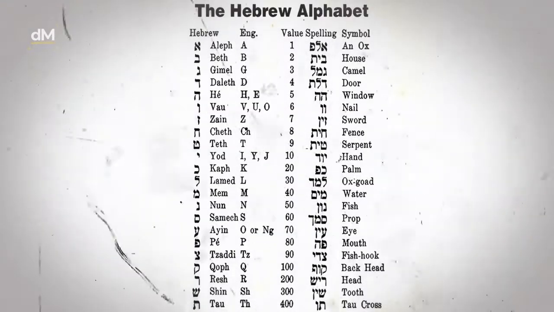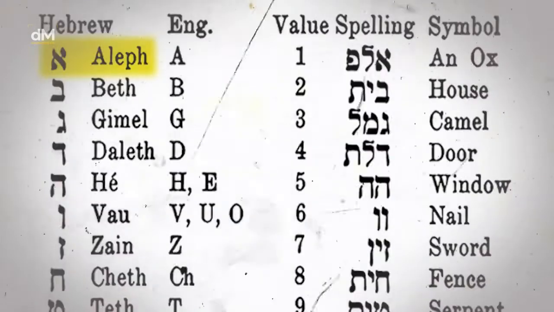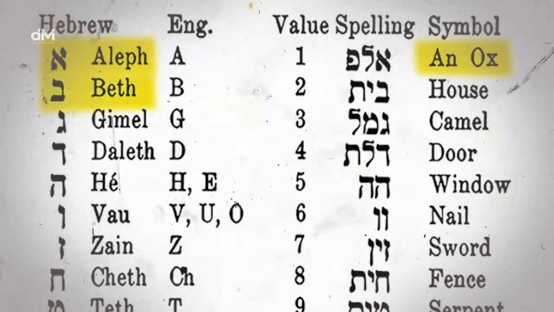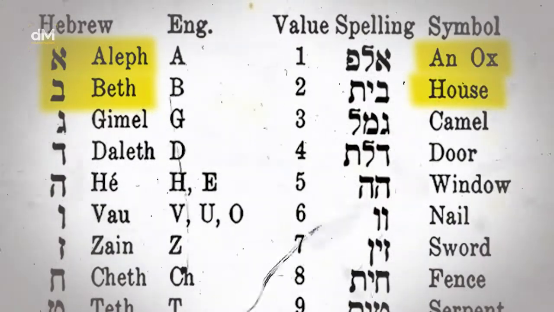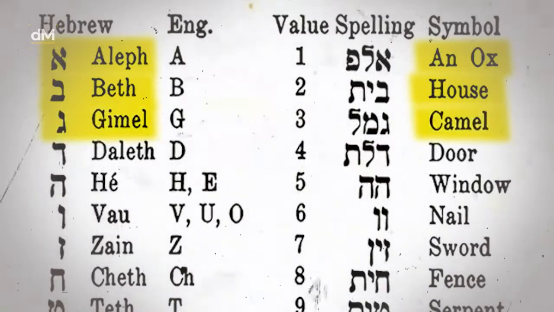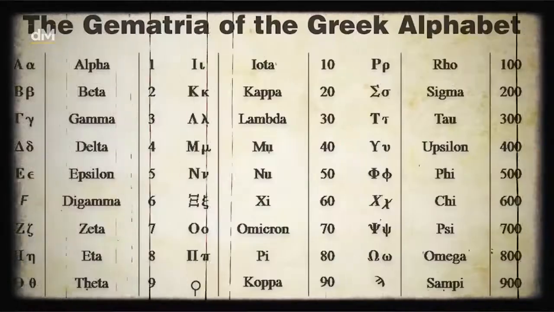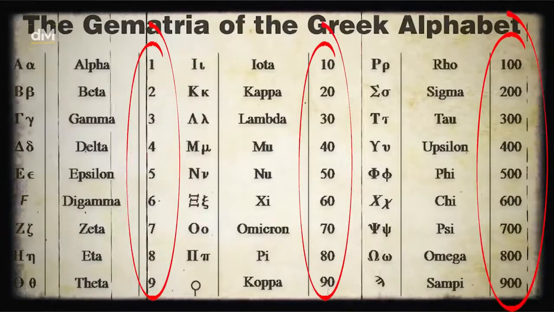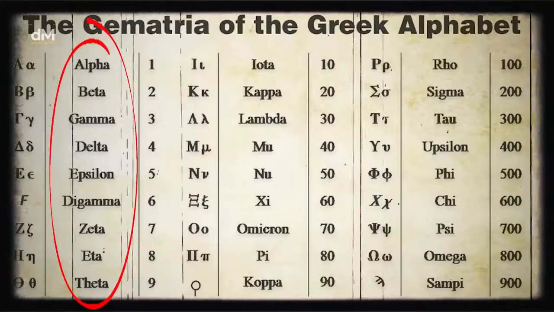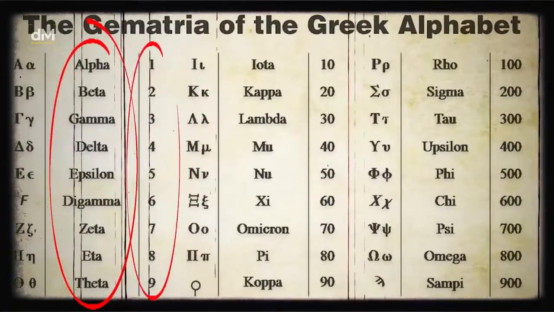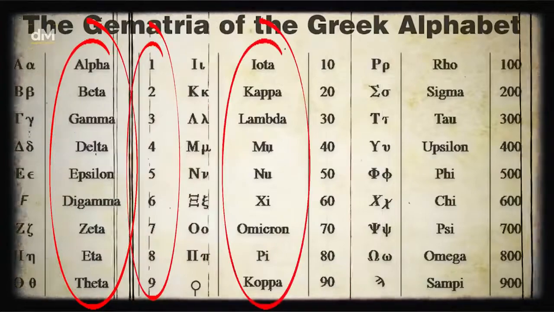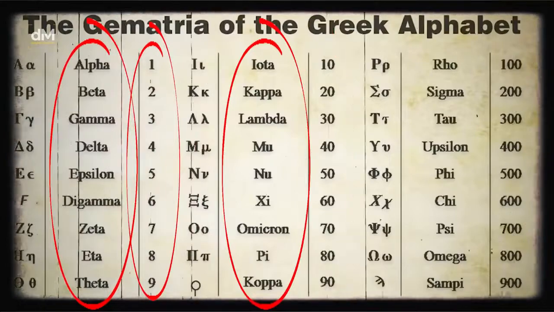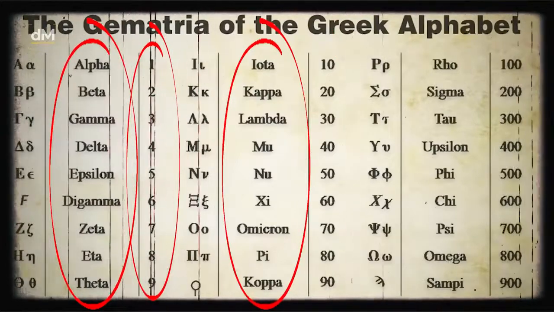Then there was a symbolic component to each letter. For example, Aleph originally was the word for an ox, and Bet was originally the word for house. Gimel was originally the word for camel, and so on. Then we get to the Greek system, and it's also a denary system, units, tens, and hundreds. So alpha, beta, gamma, delta, epsilon, digamma, zeta, eta, theta, etc., 1 through 9. Then iota, kappa, lambda, mu, nu, xi, omicron, pi, koppa, 10 through 90, and so on. So we have the same system, units, tens, and hundreds.